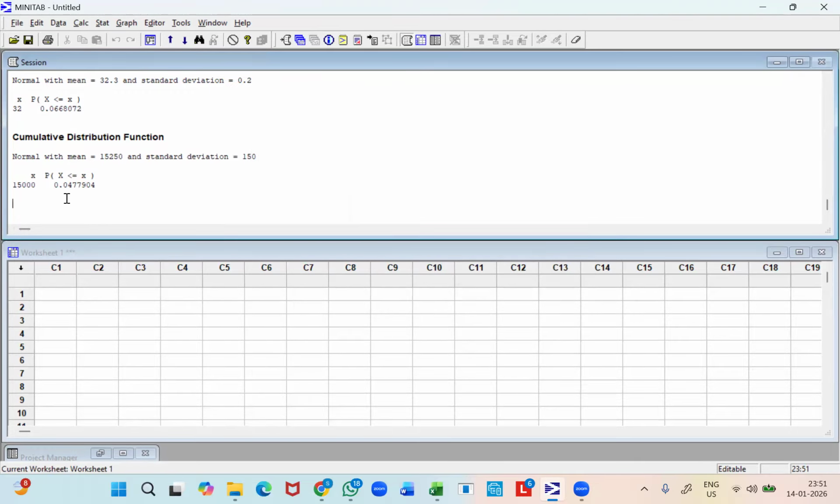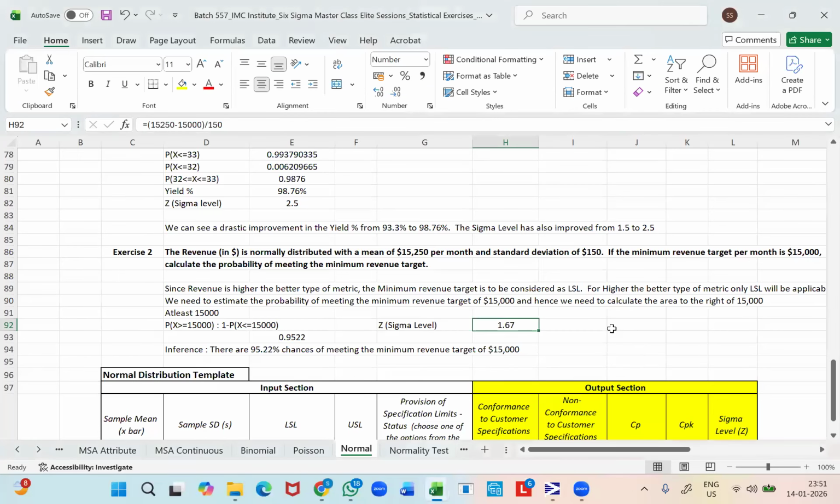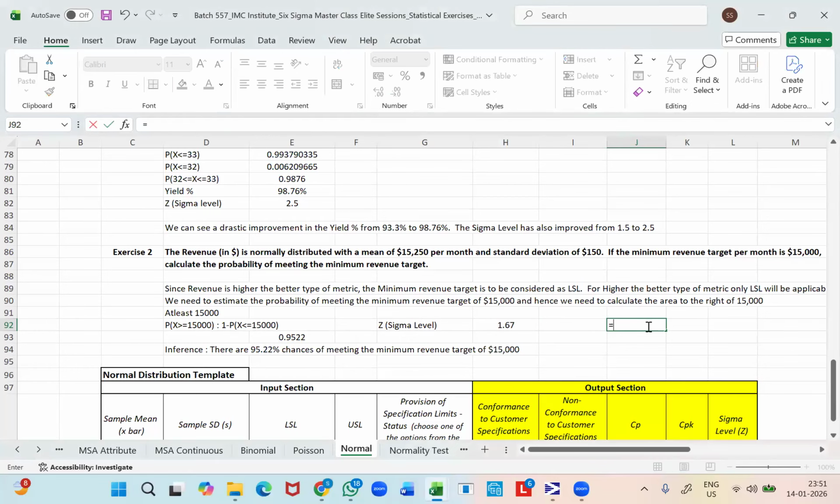So you get the value 0.0477904. So 0.0477. So this will be 1 minus 0.0477, which will give you 0.9522 or 95.22%. Right? So 95.22% chances of meeting the minimum revenue target of 15,000.